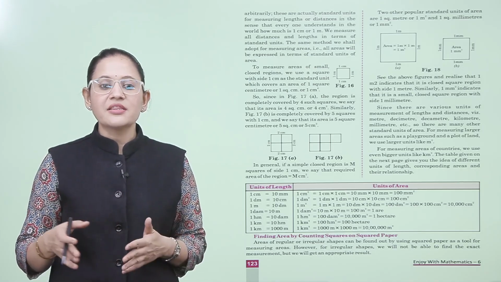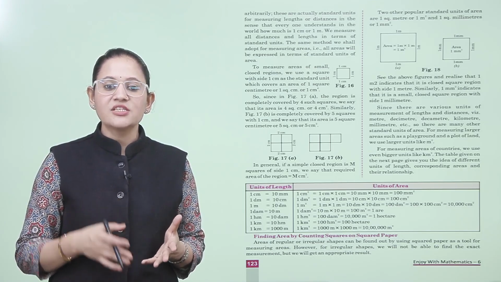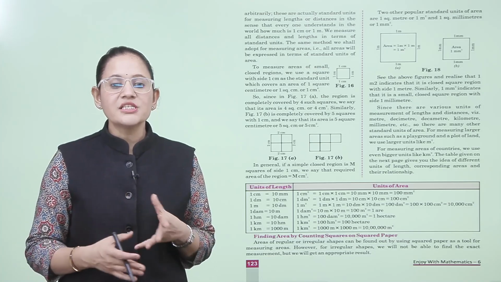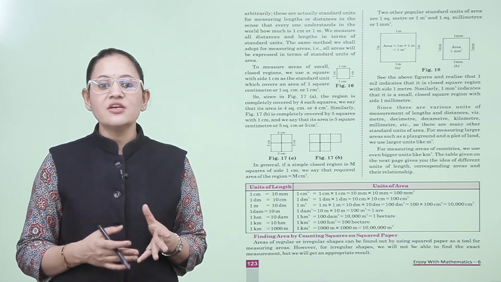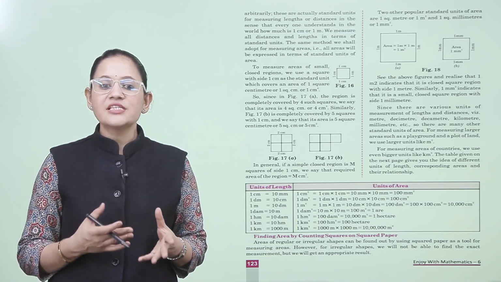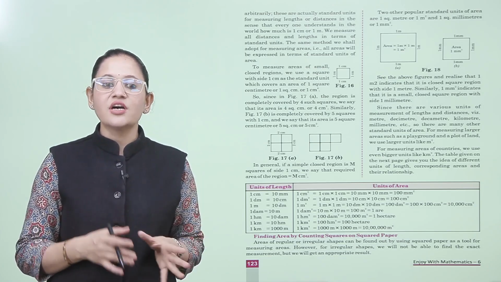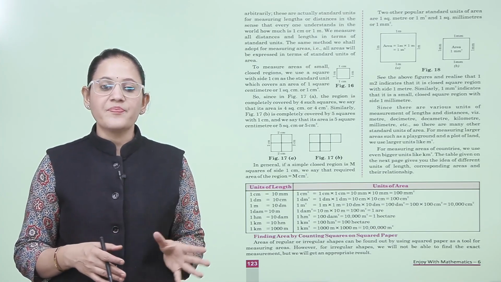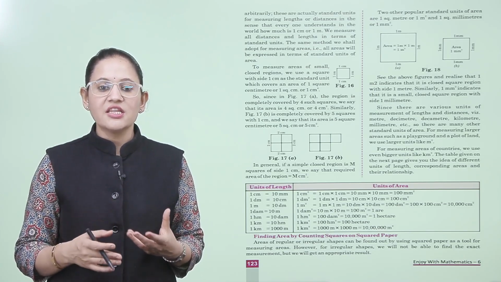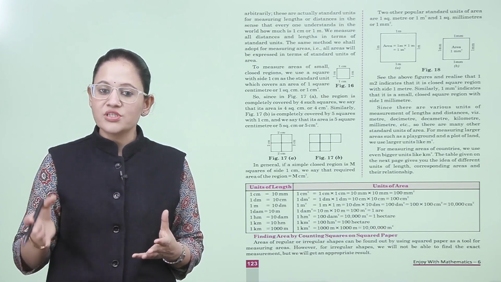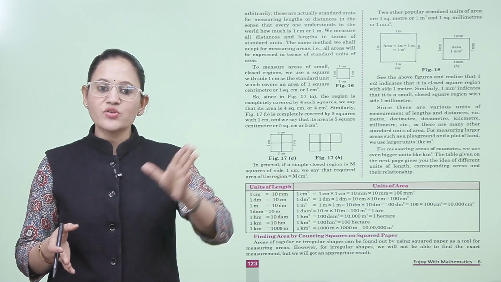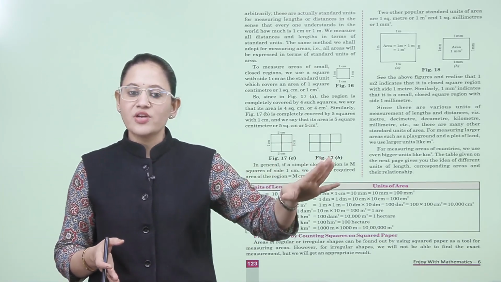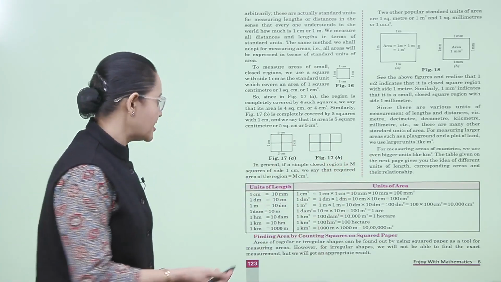In the same method, we shall adopt measuring areas. All areas will be expressed in terms of the standard unit of area. To measure the area of a small enclosed region, we use the square with side 1 centimeter as the standard unit, which covers an area of 1 square centimeter. So in figure 17a, the region is completely covered by 4 such squares, so we will say the area is 4 square centimeters. Similarly, in 17b, it is completely covered by 5 squares, so we will say the area is 5 square centimeters. Here you can see.